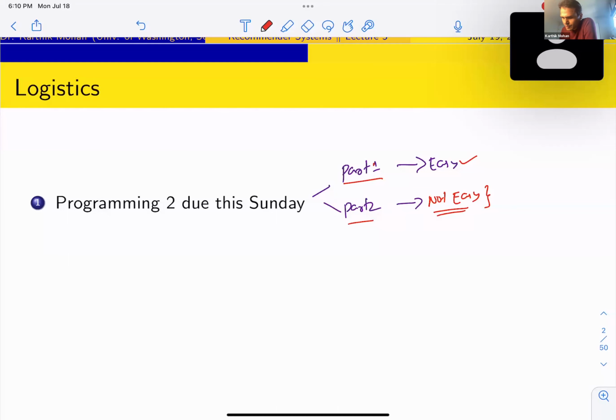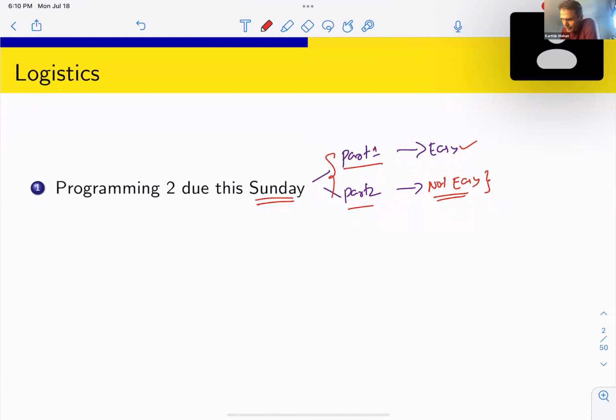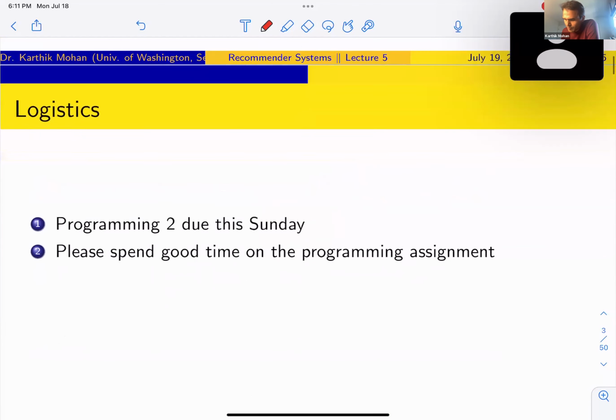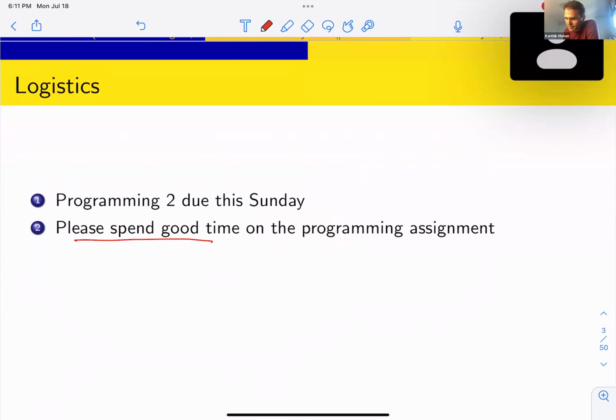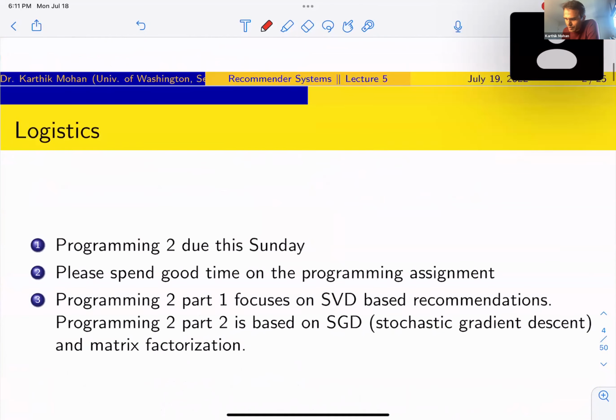Okay. So programming 2 is due this Sunday. So hopefully that's enough time, but just make sure you allocate enough time for both the parts. And this is a really critical programming assignment. If you are good with this, you understand the nitty-gritties of baseline recommenders, of SVD-based recommendation, matrix factorization-based recommendation, usage of SGD, and it's really amazing. It gives you a lot of foundation. And then when you launch into a project that might be coming up, you'll be more comfortable handling the nitty-gritties there as well. Again, I cannot emphasize enough, please spend a good amount of time on this programming assignment so you're in a good place for it.